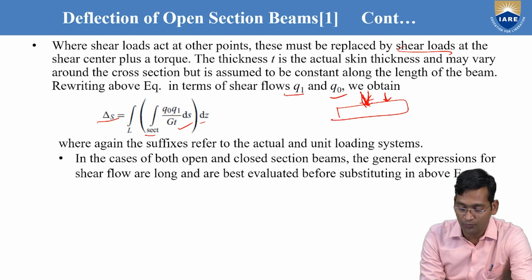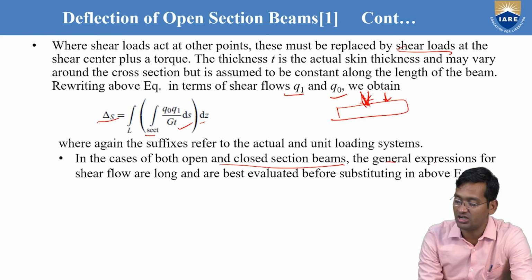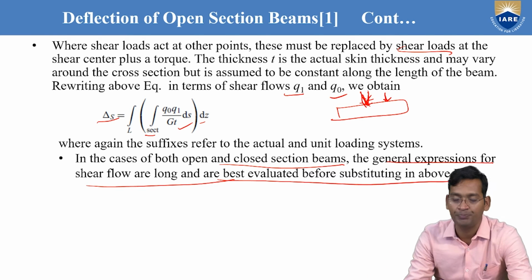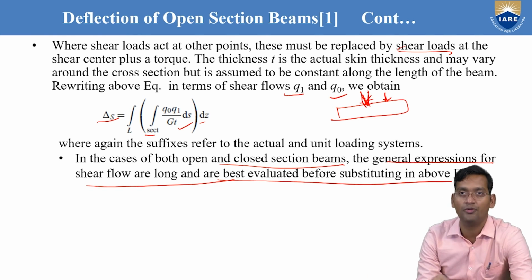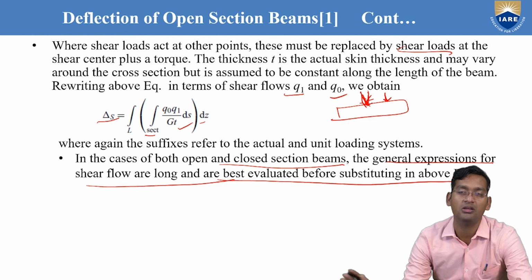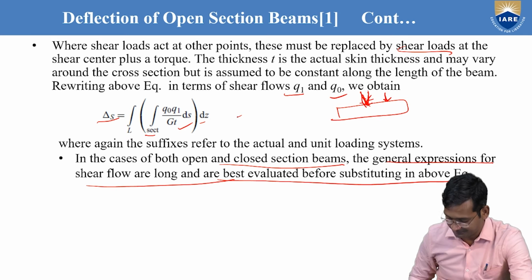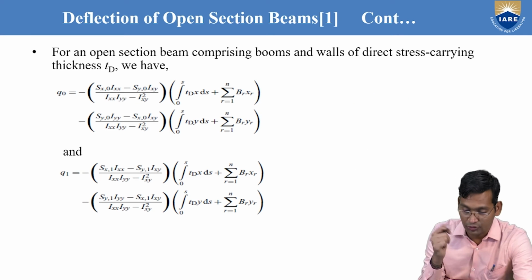In the cases of both open and closed section beams, the general expressions for shear flow are long and are best evaluated before substituting in the above equation. So before substituting, first evaluate separately and then substitute back here to get the best result. Okay, so what will be the best result?